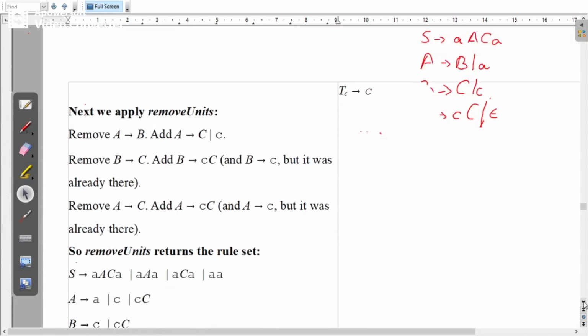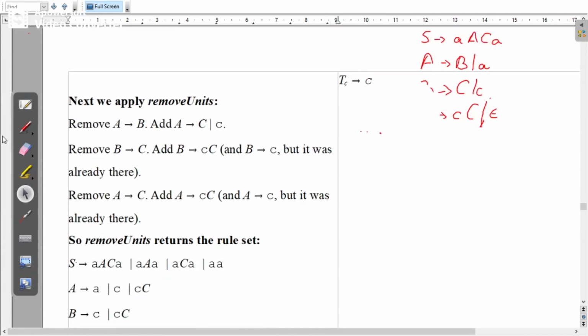So here in case of remove units, what are we going to check? In case of remove units, we are going to check the rule that contains non-terminal gives non-terminal. Such a rule we have to avoid, isn't it? So let's see. Here it is B giving C or C and C gives C or C. So that is not required for us. Now what we need is this, whatever the changed rule.